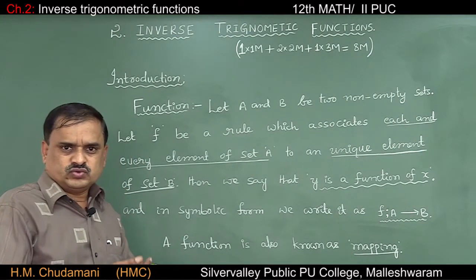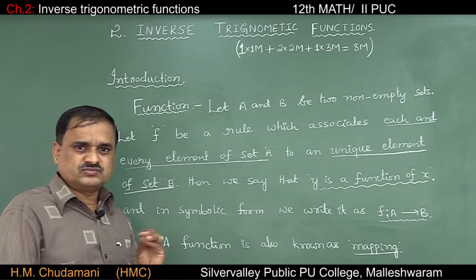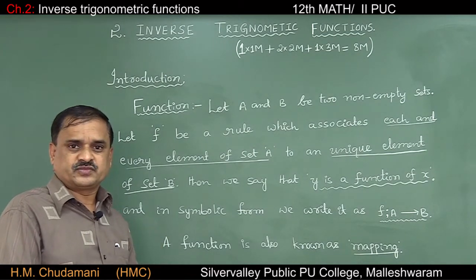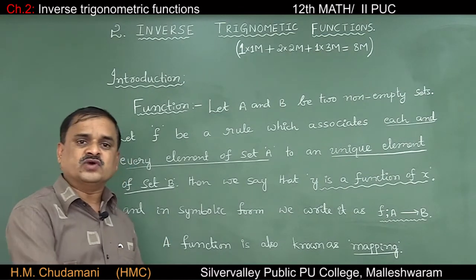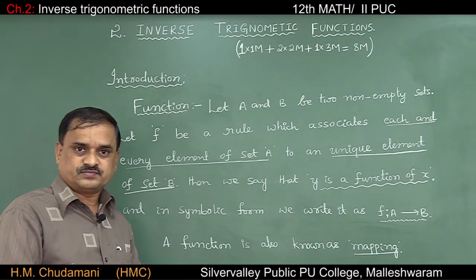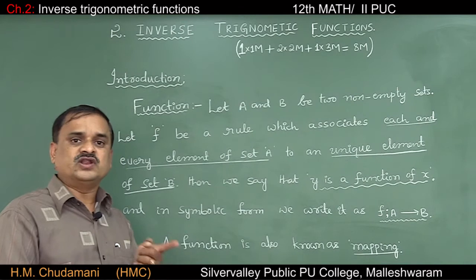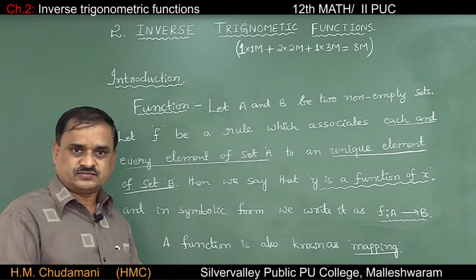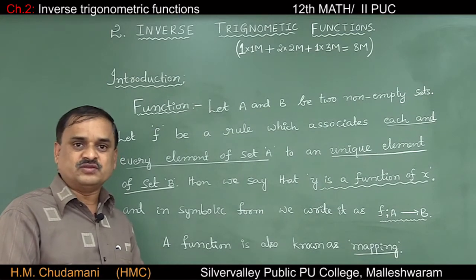Before going to inverse trigonometric functions, we should have some terminologies. For a function to be invertible, it should be a bijective function. For a function to be bijective, it should be a one-one function and an onto function. First of all, it should be a function. Let us see what we mean by function.